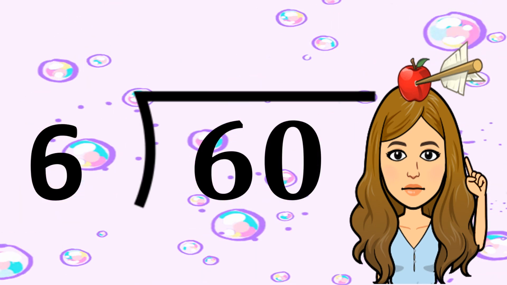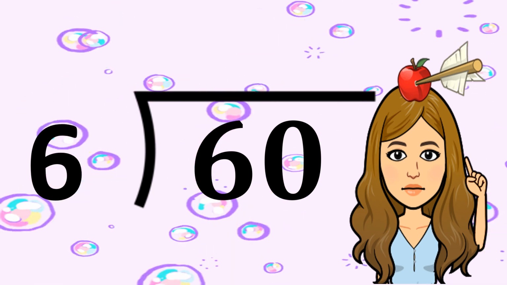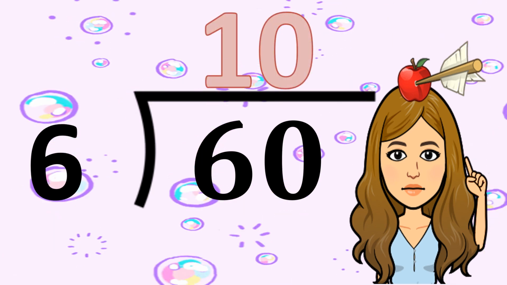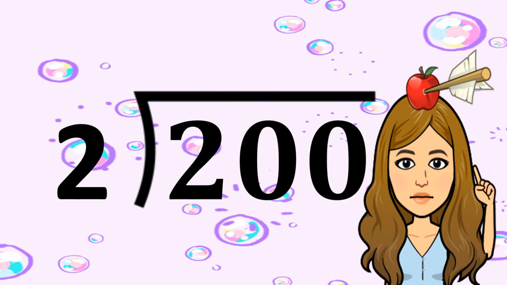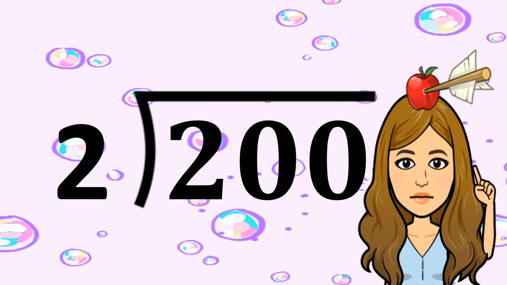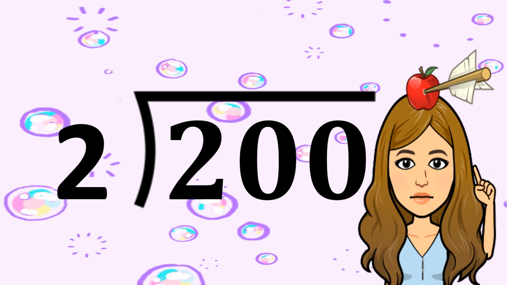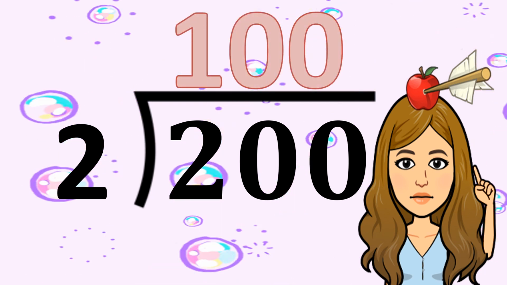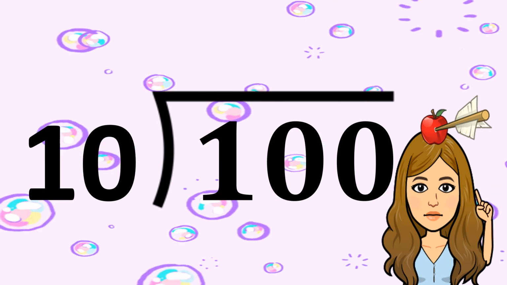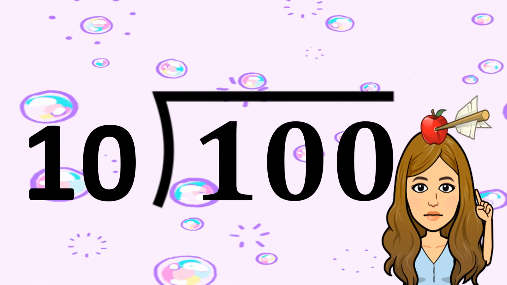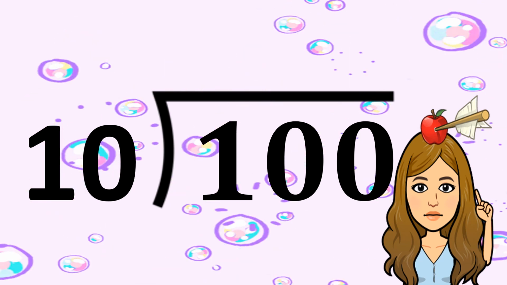60 divided by 6. How many? Fantastic! It's 10. Number 2. 200 divided by 2. How many? Correct! It's 100. Number 3. 100 divided by 10. How many? Exactly! 10.